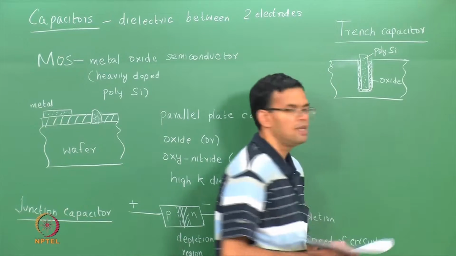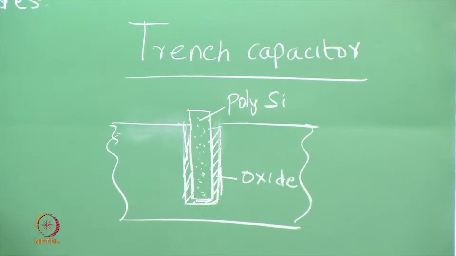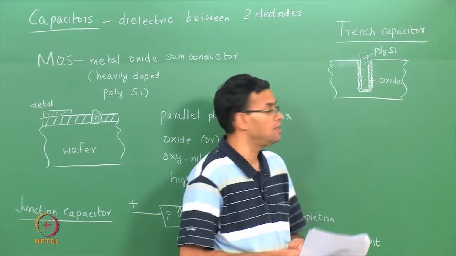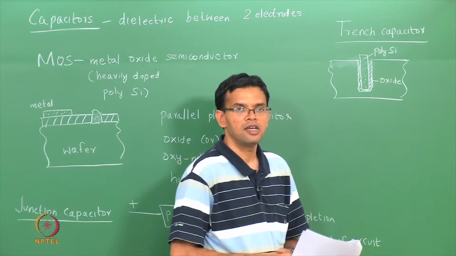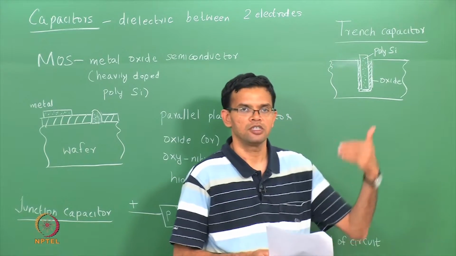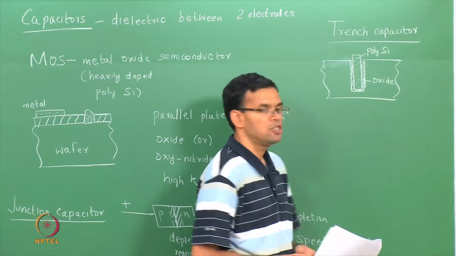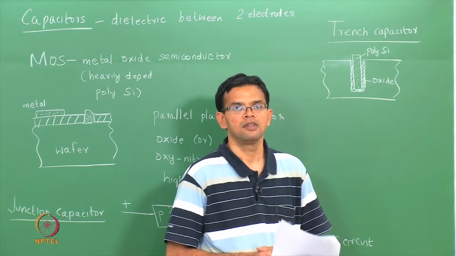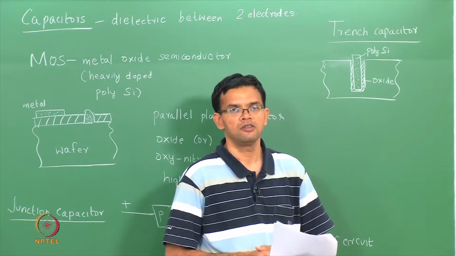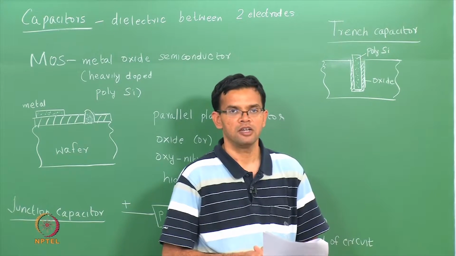So, that polysilicon acts as one electrode, the substrate acts as another electrode, and the oxide layer acts as the dielectric. So, in this case, this capacitor has a minimal surface area because it is formed within the material. The one disadvantage of having a trench capacitor is that you should be able to define deep trenches within the silicon, and you should also be able to have conformal oxide growth.